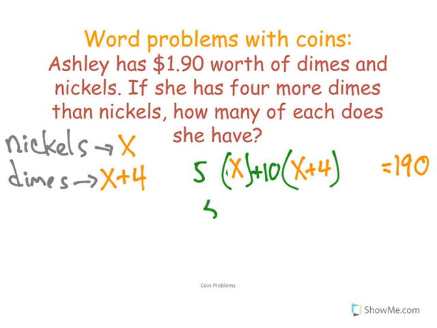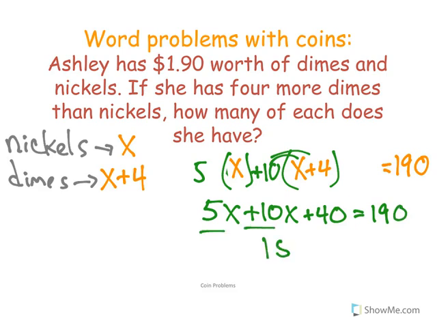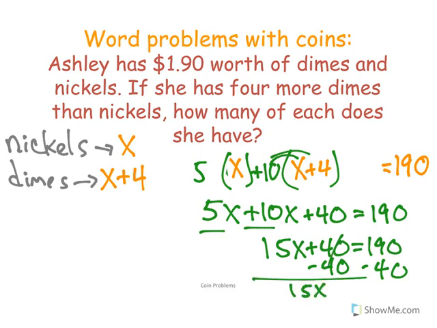So 5 times x is 5x. When I distribute my 10 to x and to 4, I get 10x plus 40 equals 190. So when I combine my like terms, I get 15x plus 40 equals 190. So I get 15x equals 150. I get x is 10. So now I go back and I substitute. So if x is equal to 10, x plus 4 is equal to 14.